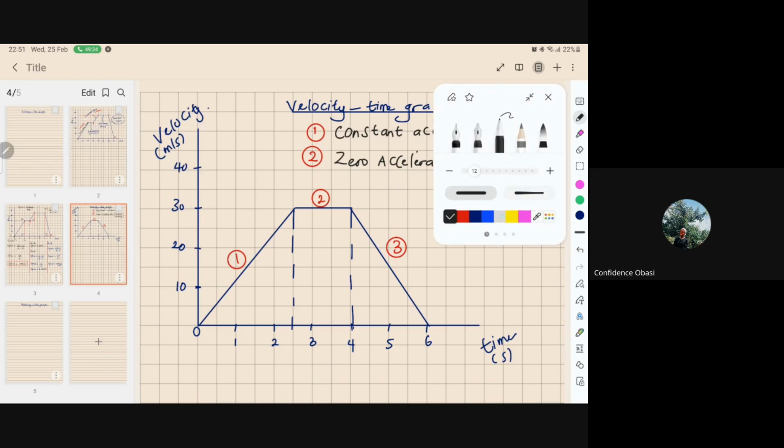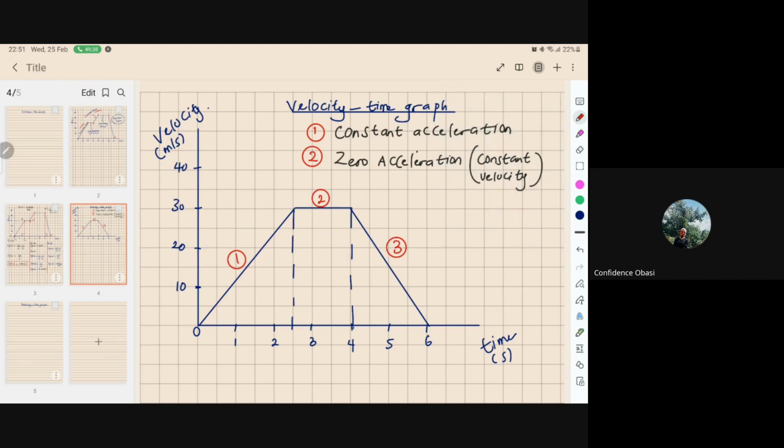Now, the third part of the journey, if you observe, what happens here is deceleration. It is coming to rest, it is coming down, and it's usually a negative slope, a negative gradient. So for one, it's going to be a positive gradient. For two, it is zero; there's no gradient. For the third one, it is a negative gradient.